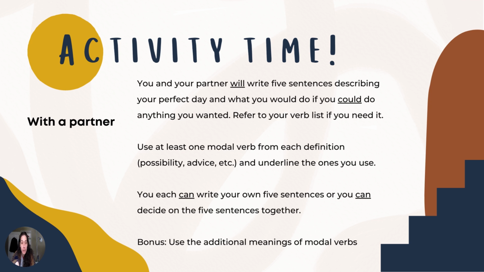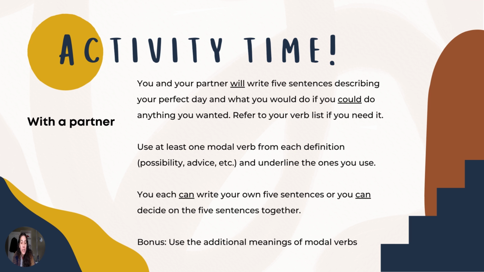So now we are going to do an activity. You and a partner will get together and you are going to write 5 sentences describing your perfect day. So what do I mean by a perfect day? If you had one day to get up and do anything you wanted to, didn't have to worry about money, didn't have to worry about your job, didn't have to worry about your kids, it's all up to you, everything you want, what would you do?